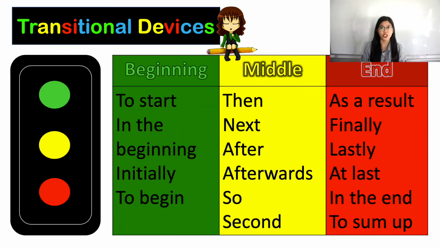So here are some transitional devices that we may use in the beginning, middle, and end part of our paragraphs. In the beginning of your paragraph, you may use transitional devices such as to start, in the beginning, initially, to begin, and etc. For the middle part of your essay, you may use the transition words then, next, after, afterward, so, second, and etc. And for the end part of your text or essay, you may use transitional devices such as as a result, finally, lastly, at last, in the end, and to sum up.